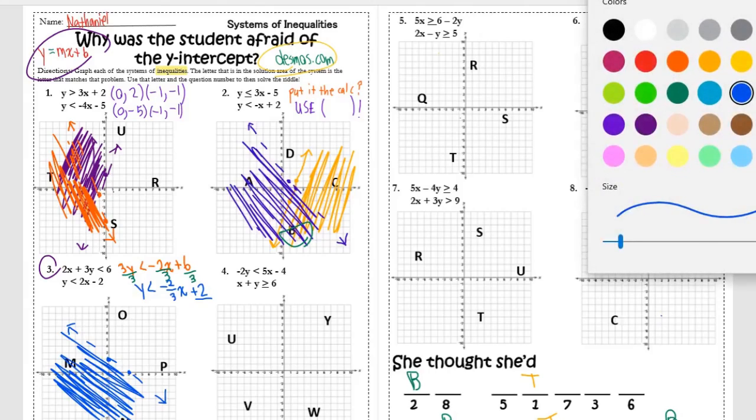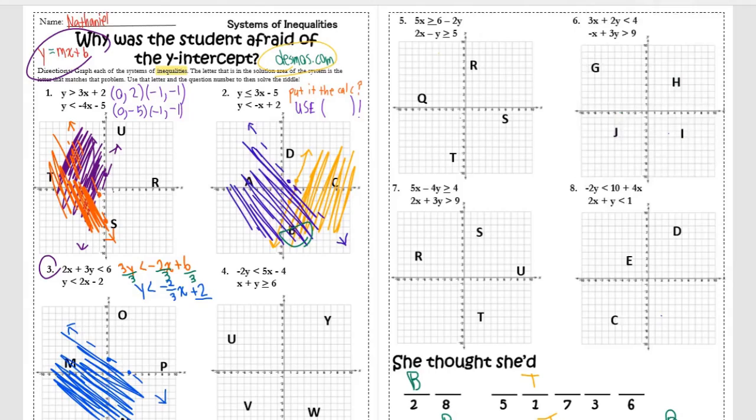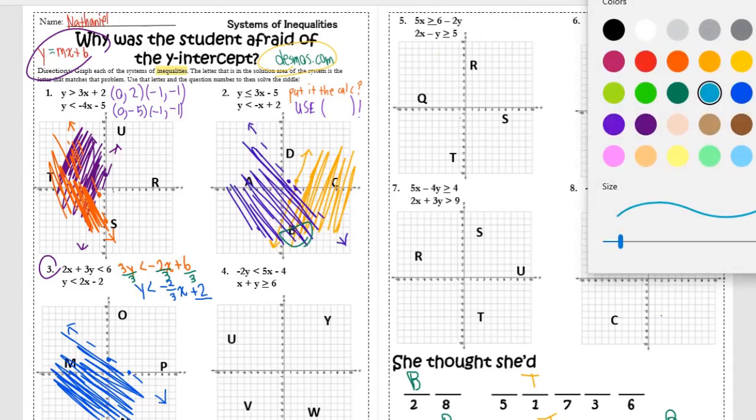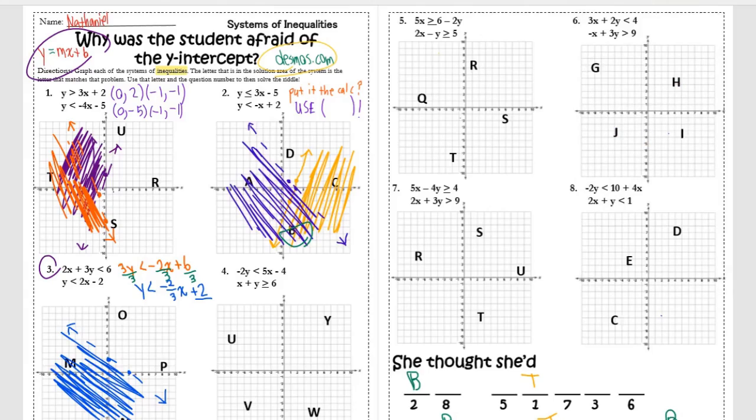So our second inequality is already in y equals mx plus b. It's already in slope-intercept form. So we have part of that already done. We just have to put it in our graphing calculators or Desmos to get 2 good points, which are 0, -2, and 1, 0.